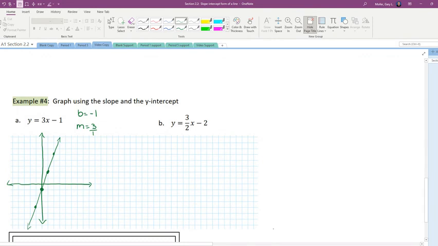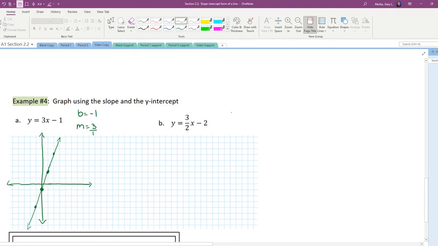this line. Keep in mind, we draw a line because there are infinite number of points here. We're usually plugging in nice, friendly whole numbers, but all these little x values in between, right, they all have y values. And so we use a line to represent them all.